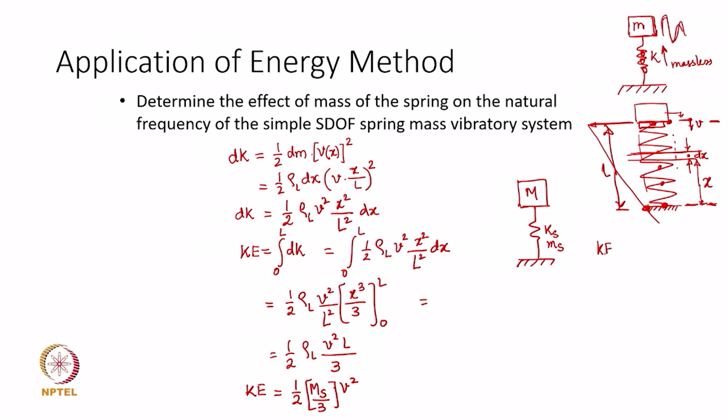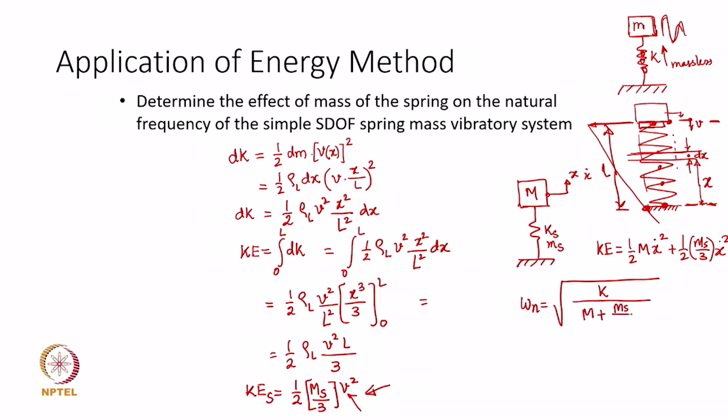Then it is quite clear that the total kinetic energy of the system, considering the kinetic energy of the mass plus that of the spring, is going to be half M x dot square, if this is x and x dot, plus the kinetic energy of the spring, if I call this KEs, half ms over 3 x dot square, because x dot we considered as V. So, if I want to now write the natural frequency of this single degree of freedom system, considering the mass of the spring, it is going to be root of k over m plus ms over 3.